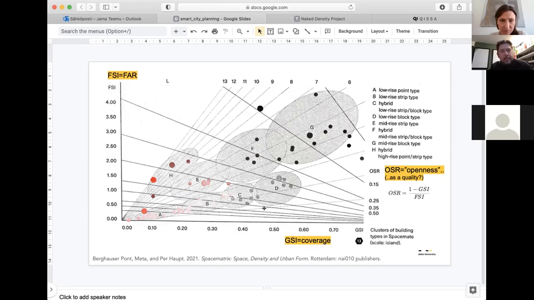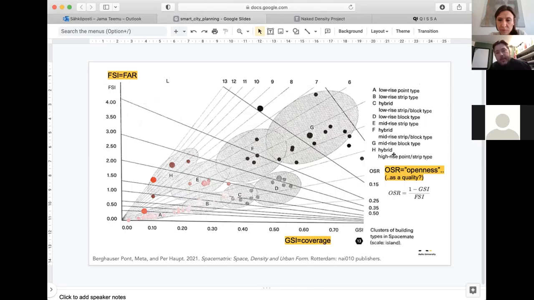Here you can see a graph, and all of these dots are buildings. We put them on a scale like this, where there is the floor area ratio, this typical density measurement. They are using FSI, floor space index. And on the x-axis there is the coverage, meaning how much land the building is taking in the plot, or whatever the scale is. GSI, ground space index.